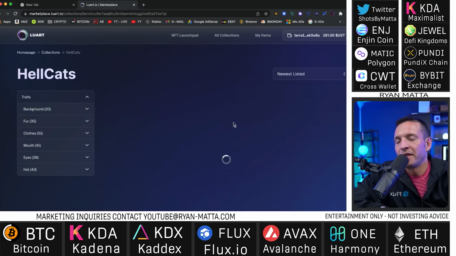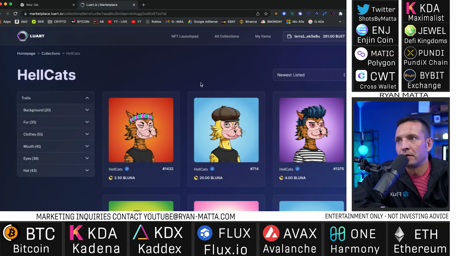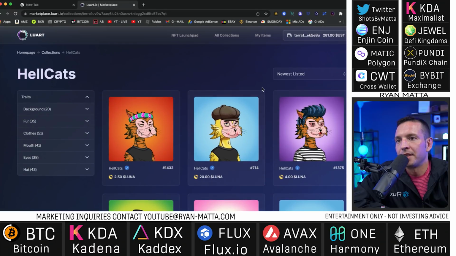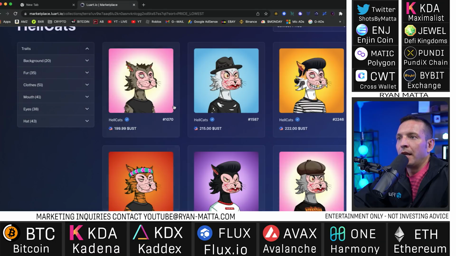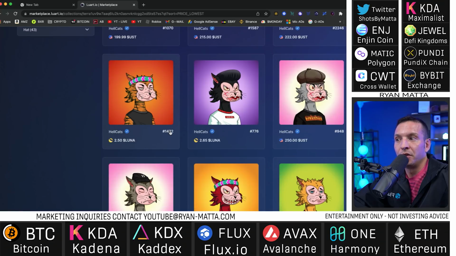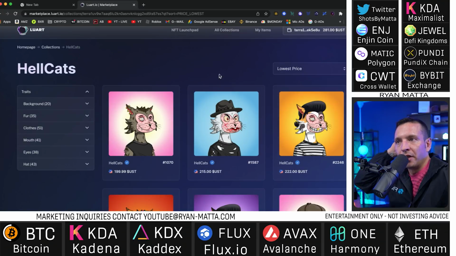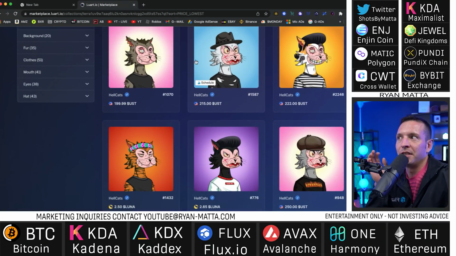I wish that was the only thing I dislike about Luna, is the fact that it doesn't show us a floor. So we have no idea what the floor price is, except by sorting by lowest price, and you can get one right now for 199 bucks. So 4 Luna. And there's a couple over here for 2 Luna. Now, I don't know what the difference is if you're paying with UST or paying with Luna, but I wish they had a floor price over here. They definitely need to have that. That's what makes OpenSea, being able to see your floor price right there.